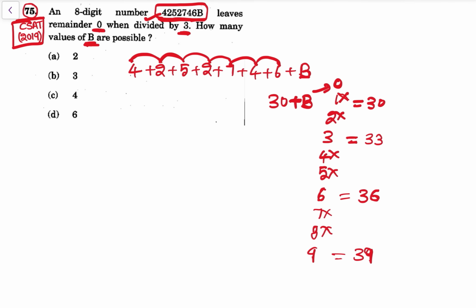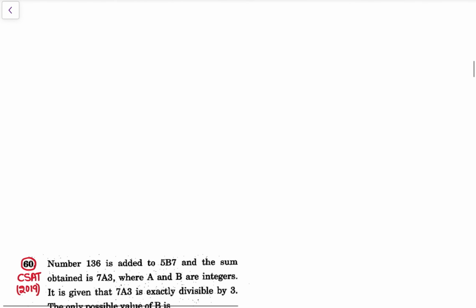So how many values of B are possible? 1, 2, 3 and 4. How many values of B are possible? That is 4 values of B are possible. Again, अच्छा क्वेश्चन है, सिंपल कॉन्सेप्ट है बट कॉन्सेप्चुअल क्वेश्चन है. Now let's see next question.